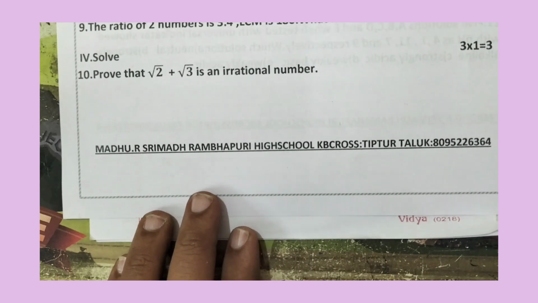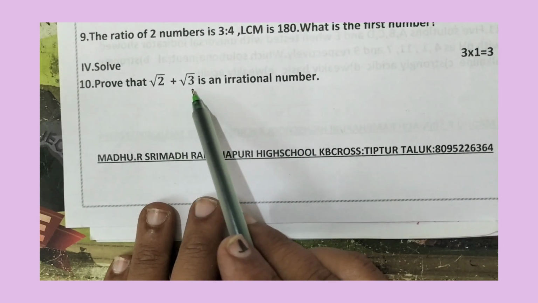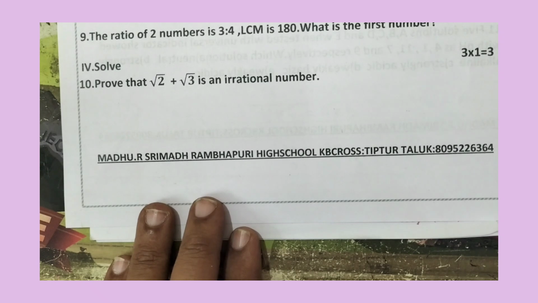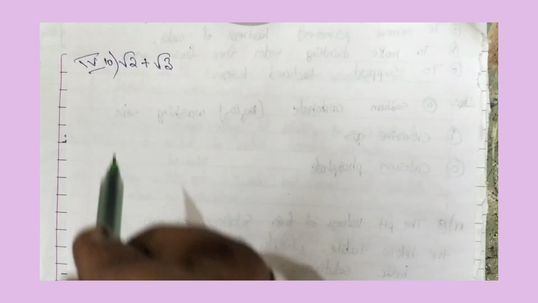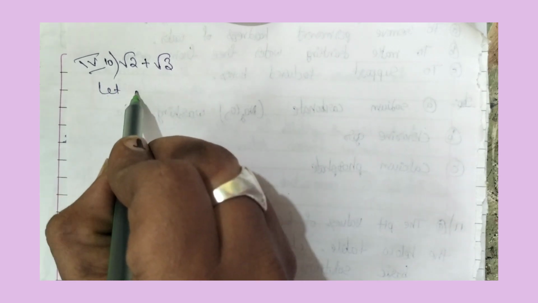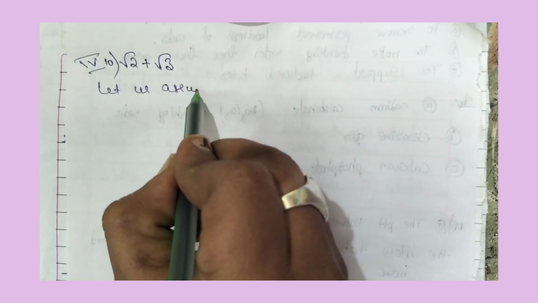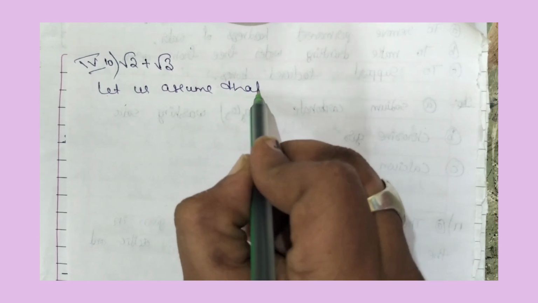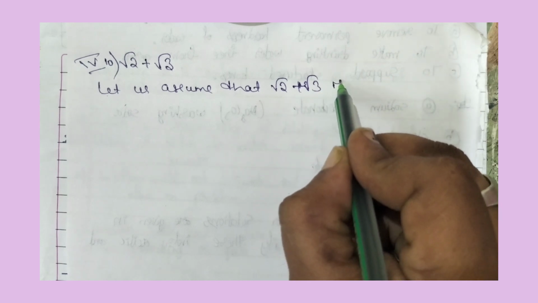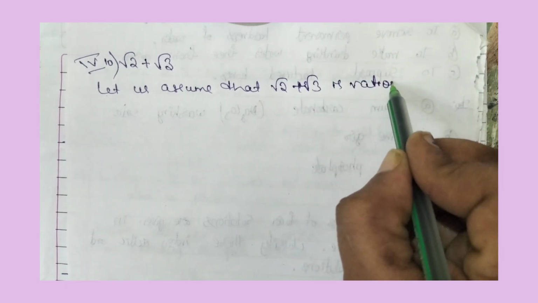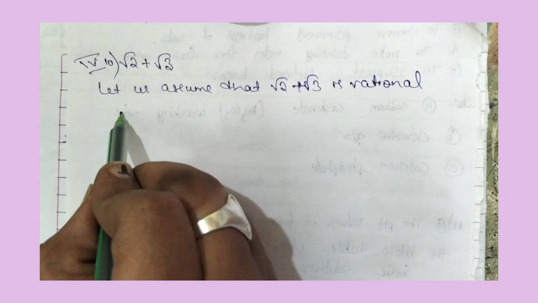Now let us move to the last question of this paper. That is, prove that root 2 plus root 3 is an irrational number. So let us prove that root 2 plus root 3 is irrational. So now let us assume that root 2 plus root 3 is rational. Let us assume that root 2 plus root 3 is rational.